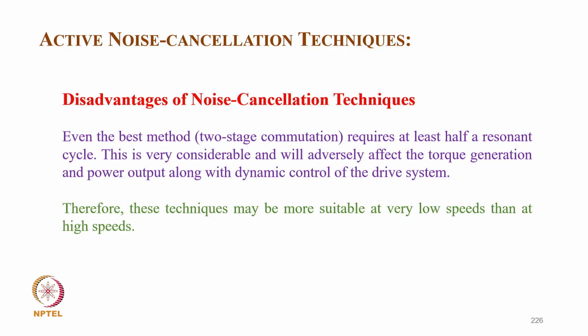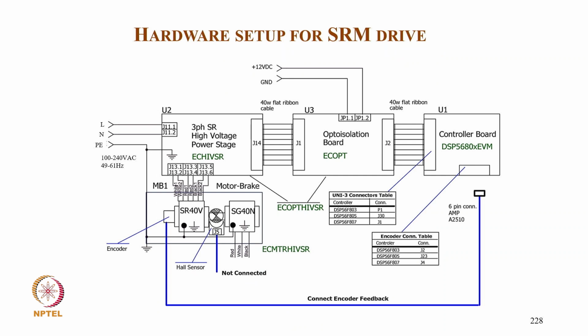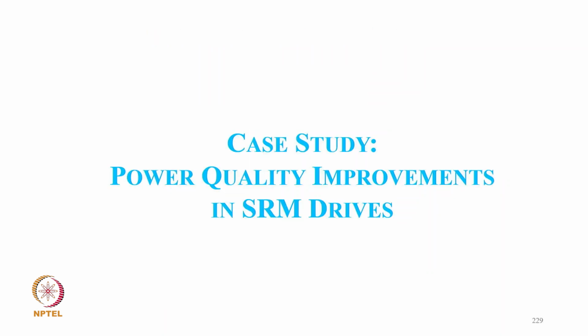The disadvantage of the noise cancellation technique is that even the best method, two-stage commutation, requires at least half the resonant cycle. This is considerable and will adversely affect the torque generation and power output, along with the dynamic control of the drive system. Therefore, these techniques may be more suitable at low speeds than at high speeds. And this is typically the hardware setup for the SRM drive, with the different components. And this is the hardware setup for different parts of the total circuit of motor, brake and entire assembly.